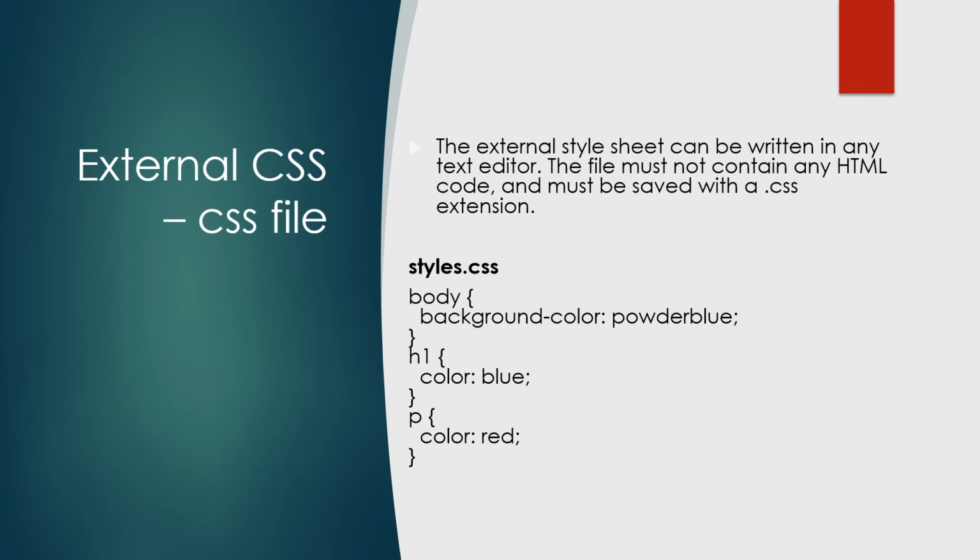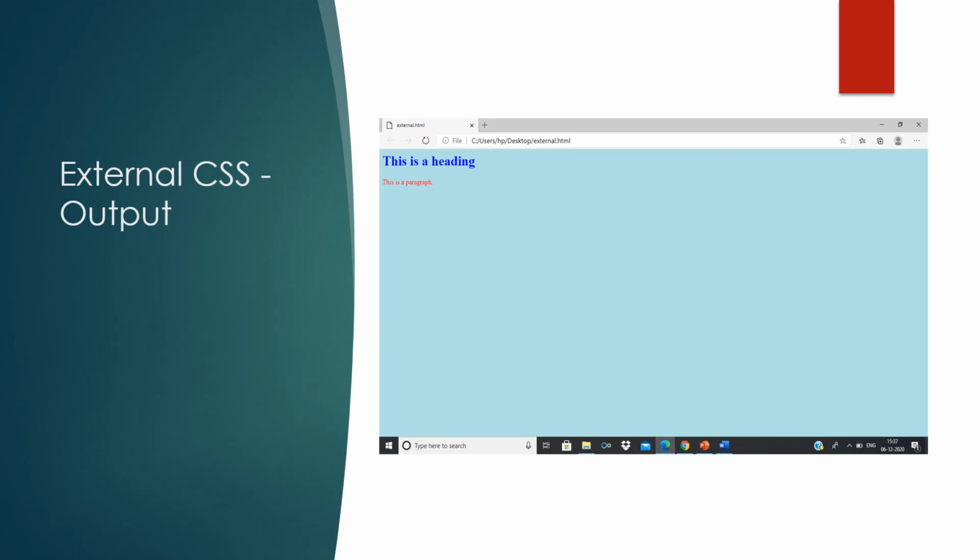This is an external CSS file named styles with the extension CSS. Here a style is defined for body, H1 and also P elements. These three styles will be applied to our HTML page. This is the output of our HTML document. The style defined for the body element is background color, which is powder blue. For the H1 element, the text is displayed in blue color, and for the P element, the text is in red color.